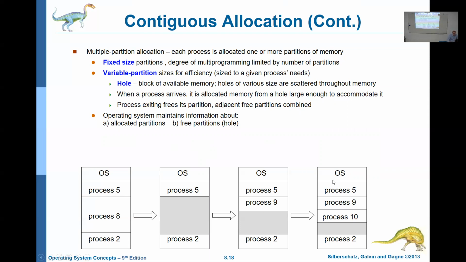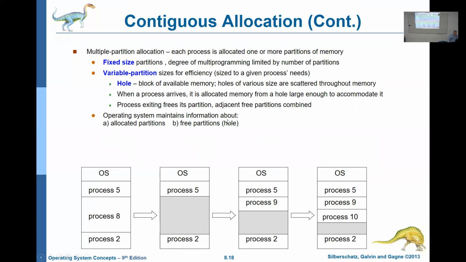So anyway, my point was that you should visualize this: imagine 5 is not there, imagine 5 is there but 9 is not there. I can have holes spread out and also unavailable areas that are already taken up by processes spread out. A process exiting frees its partition, like I just said. Adjacent free partitions can be combined, especially in the variable partition. In other words, if all of a sudden 2 finishes over here on the bottom, then this hole gets larger.